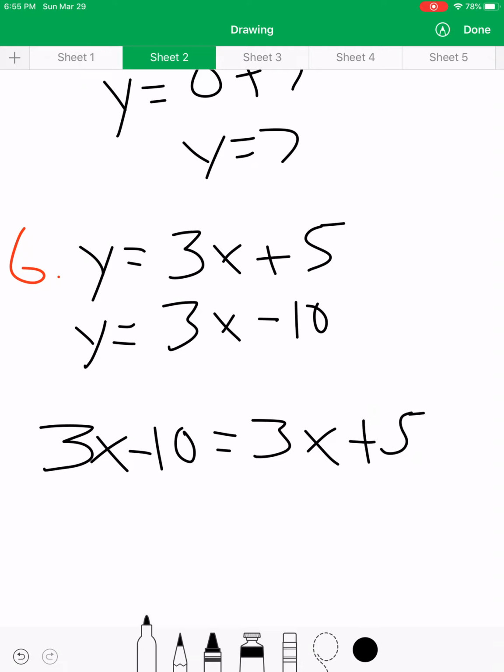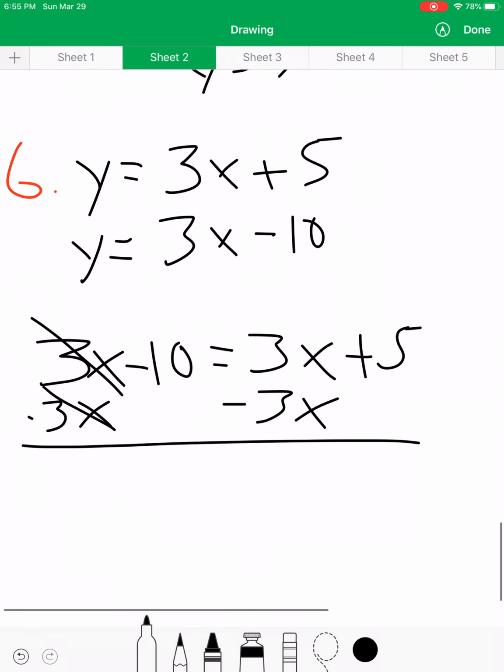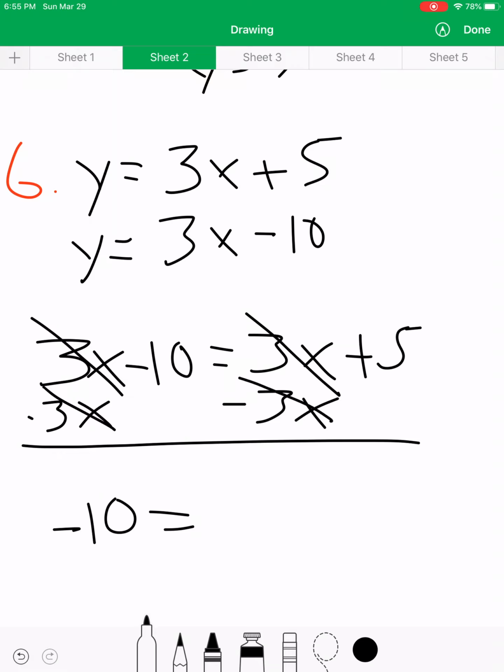All right, I have to get the variable on one side. This right here is a positive 3x. So to move it, we do minus 3x, minus 3x. Those go away. I'm left with negative 10 equals 3x minus 3x is 0x. 0 times x is simply 0, so we don't even need to write it. So those go away, and what remains is 5. All right, wait a minute. Does negative 10 equal 5? No, that's not a true statement.